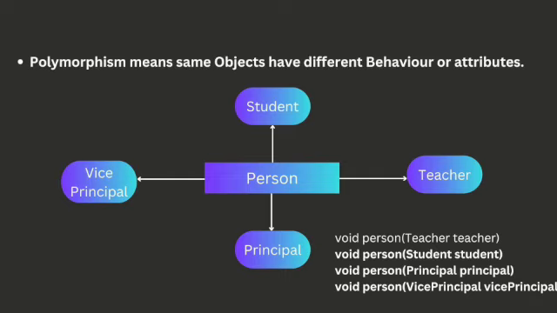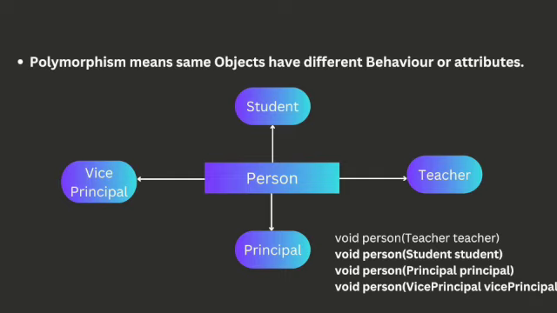Polymorphism means having the same objects which have different behavior. Let's take an example. I am a person. I can be a teacher at a school. I can take a course somewhere else, so there I could be a student. I can be a principal of a particular school, or a vice principal for any school. So I am the same person, but I can have a different role. I am the object and I can have different behaviors.